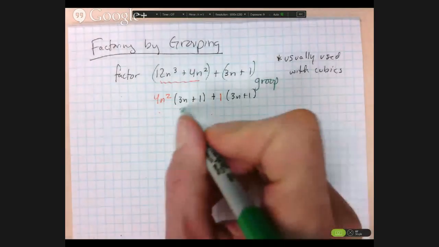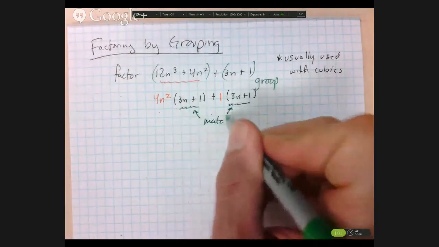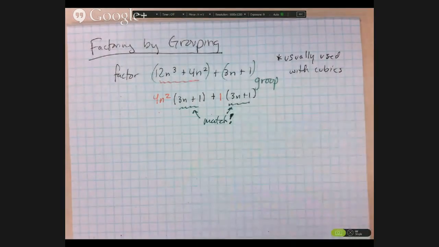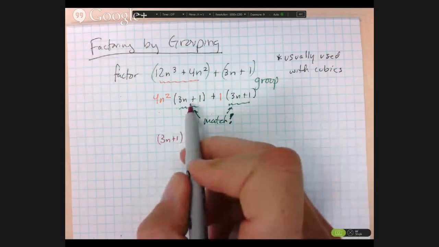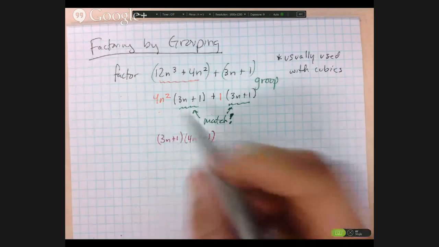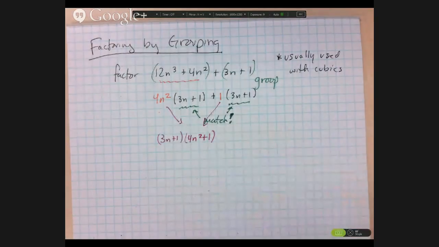Hey, guess what? They match. That's our goal. So now we can factor each of those terms out and get our factored polynomial, 3n plus 1 and 4n squared plus 1. There you go.